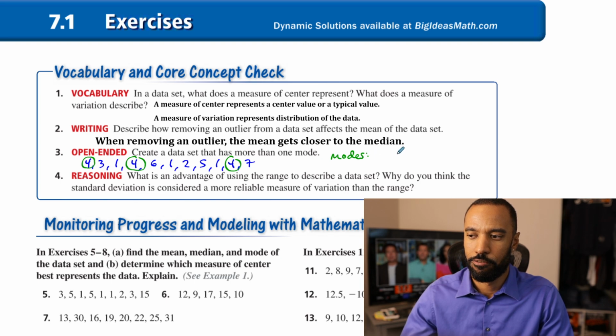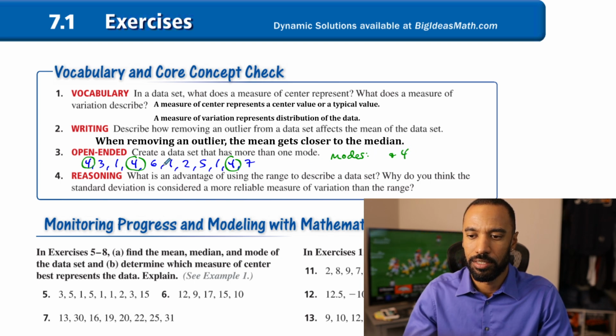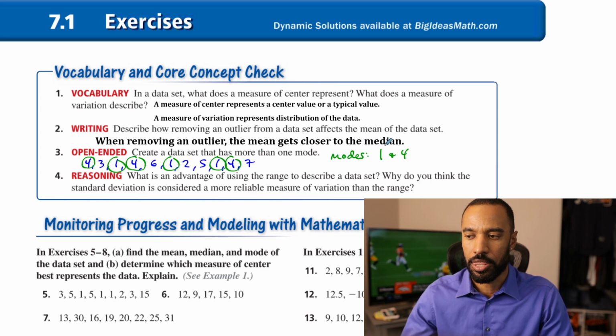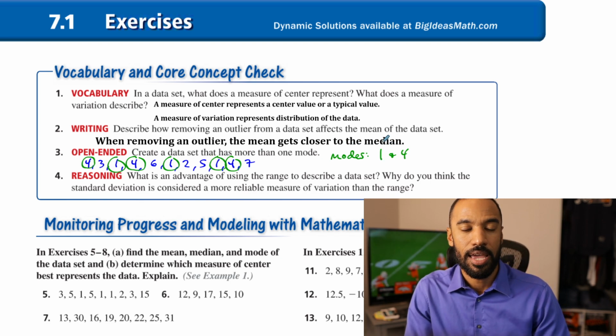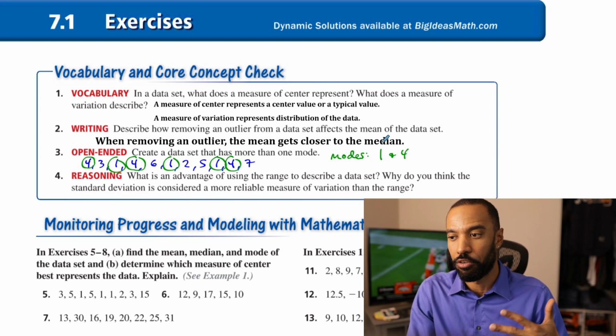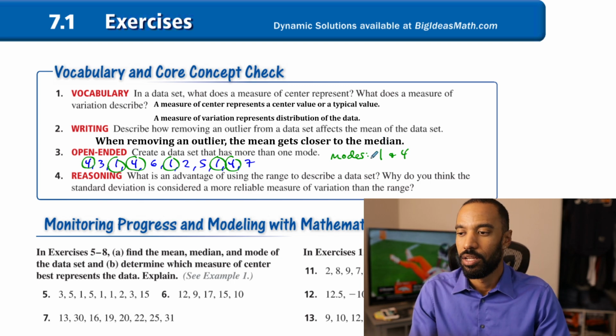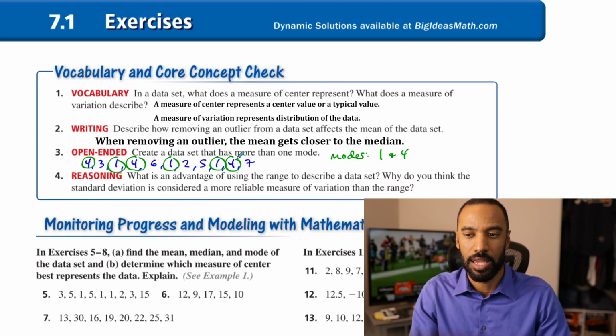Modes 4, and there are 3 1s that appear. Nothing else appears equally as many times. If a 4 appeared 4 times, 4 would become the mode, despite the fact that 1 is second to it. So there's more than one mode in this data set here.